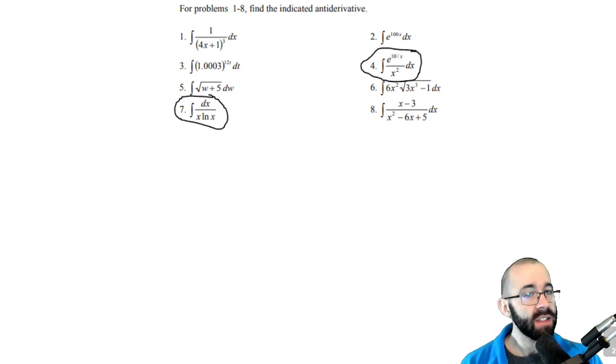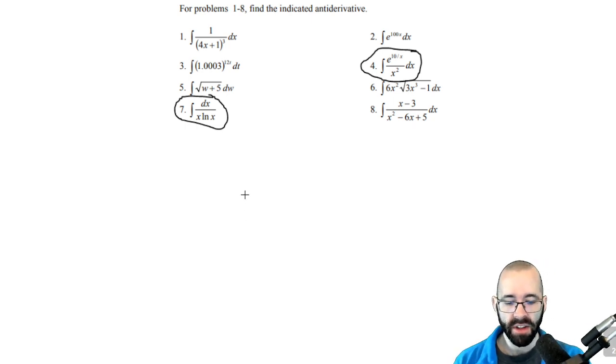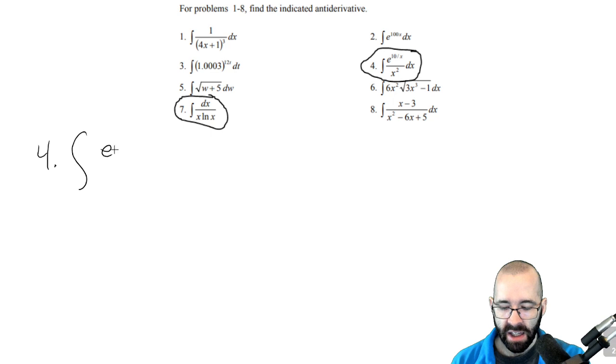I wanted to go over some messier problems from the homework that talk about substitution. I think the choice of u is kind of the harder thing for these, so let's spend a little time on that. We're going to start with number 4, which is the integral of e to the 10 over x squared dx.